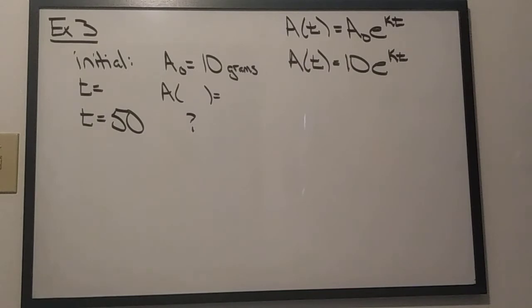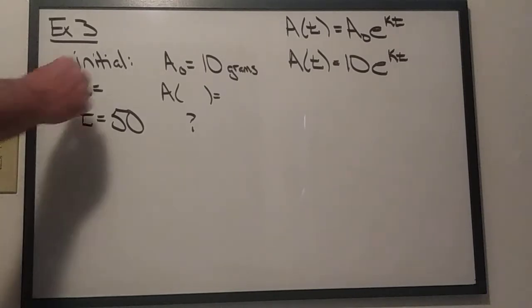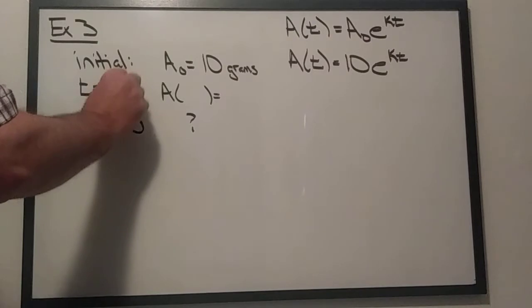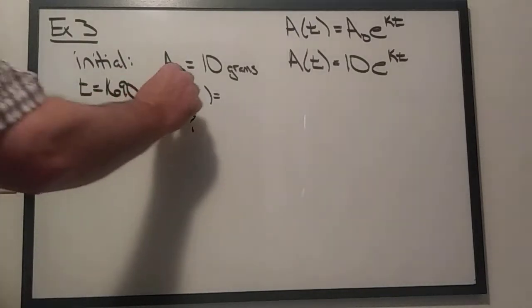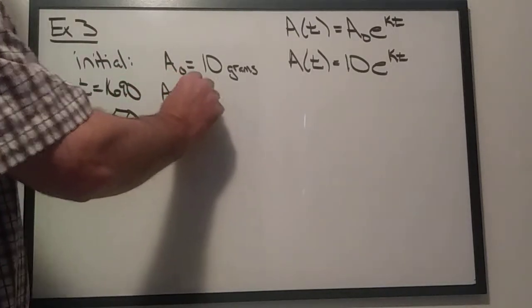And they give it to us in a slightly different way than they've done it in examples 1 and 2. This time they told us something about an idea called half-life. So half-life is an amount of time. So they told us that we have a half-life of 1,690 years. So that's our time, 1,690. So we have A of 1,690.